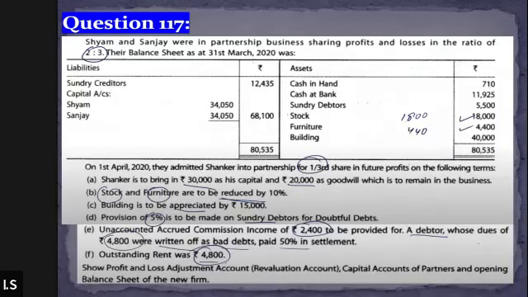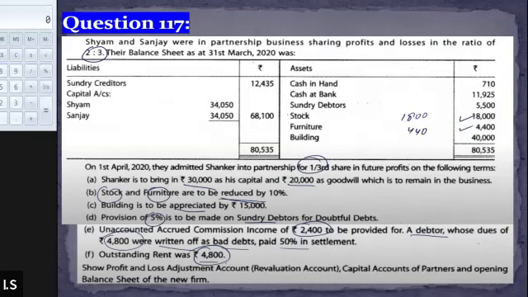Provision of 5% is to be made on sundry debtors. Now see, look at the value of these debtors. The value of the debtors is currently 5,500. And on 5,500, we need to make a provision of 5%. So tell me, how is it going to affect the value of the sundry debtors? Because of the provision being made at 5%, is it going to increase the value of the sundry debtors or will it reduce the overall value of the sundry debtors? Tell me. Tell me, everyone.